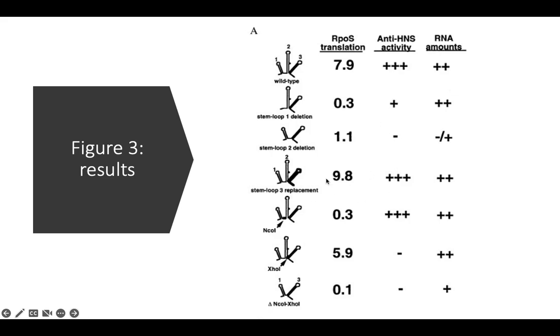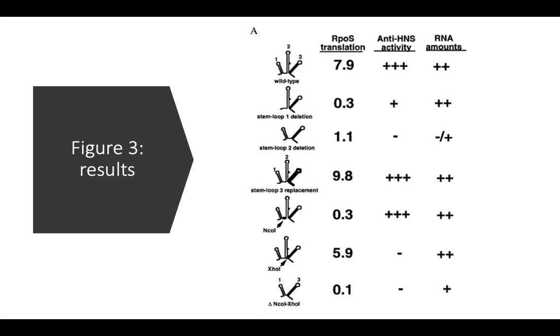When we replaced our stem loop 3, not much really changed. Remember, we just replaced the natural transcription terminator with a different transcription terminator. When we inserted the InCII restriction site there, it just changed a little bit of that sequence to the right of stem loop 1. It didn't affect our anti-HNS activity, but it pretty much wiped out our rpoS translation.